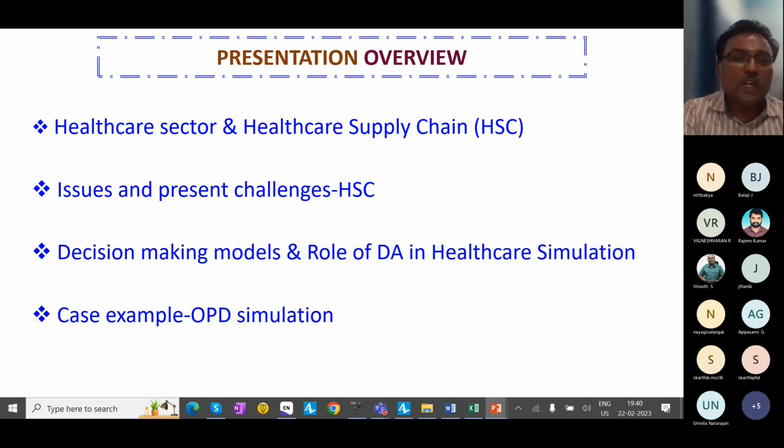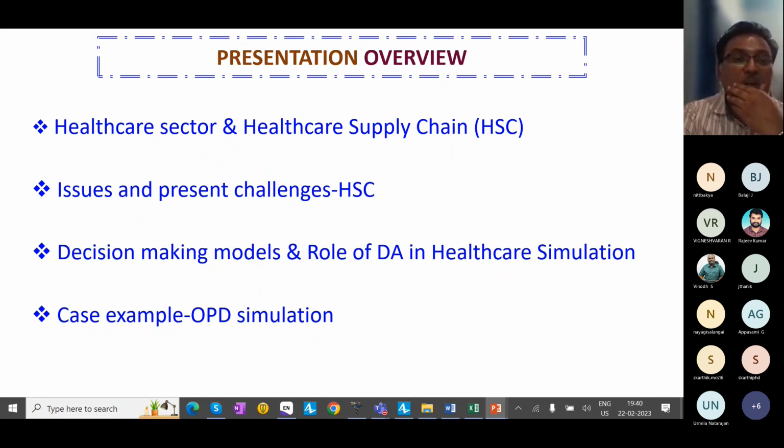And then I have given a framework for categorizing the decision-making models for healthcare supply chain, and where simulation plays a major role, and how data analytics can enhance the outcome obtained by simulation. So that we are going to discuss.